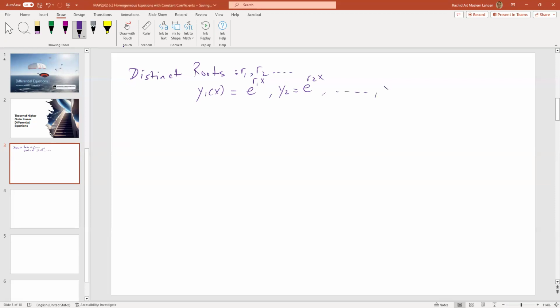So you'll have y sub n of x equal to exponential of r sub n x, which means you can combine these in the general solution, which is y of x, using these arbitrary constants. So this looks familiar, right? Let's do an example.